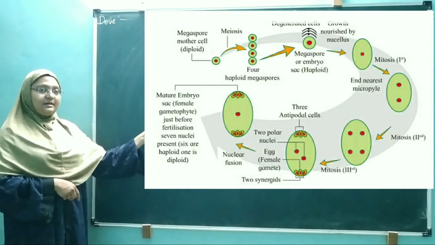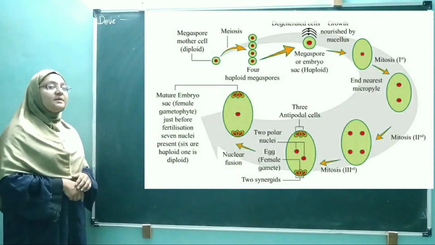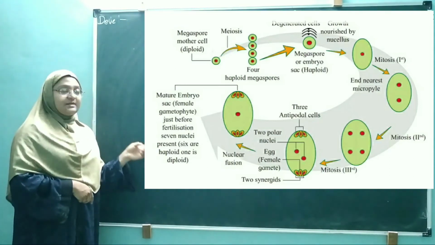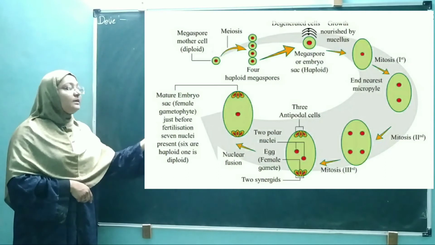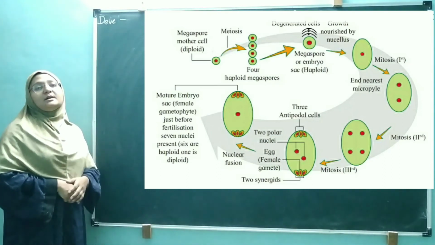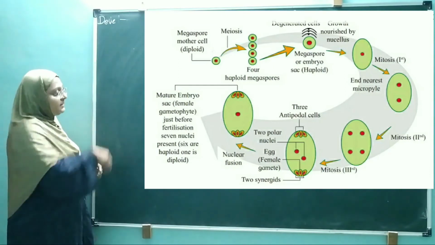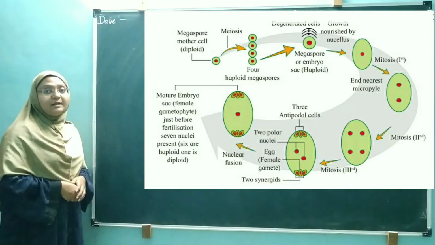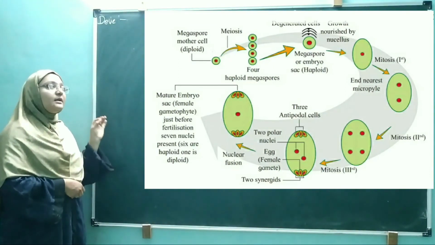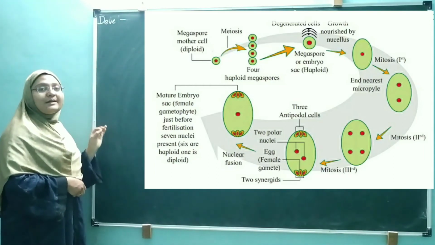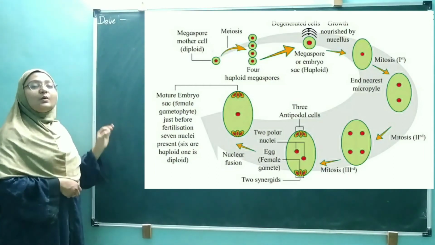But how many nuclei are there? 7 cells have 7 nuclei, plus 1 extra nucleus in the secondary nucleus. So it is a 7-celled, 8-nucleated embryo sac. That is the female gametophyte.